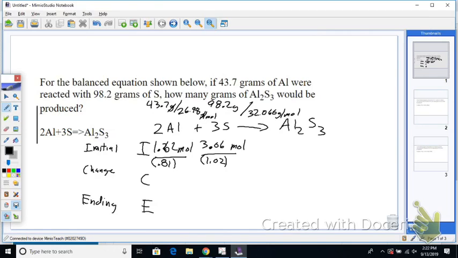Okay? Alright. So right now we know our limiting. But it asks how many grams of Al2O3 will be produced. Okay? So that's what it's asking you to do. So if this one's limiting, I'm going to subtract both of these. Okay?